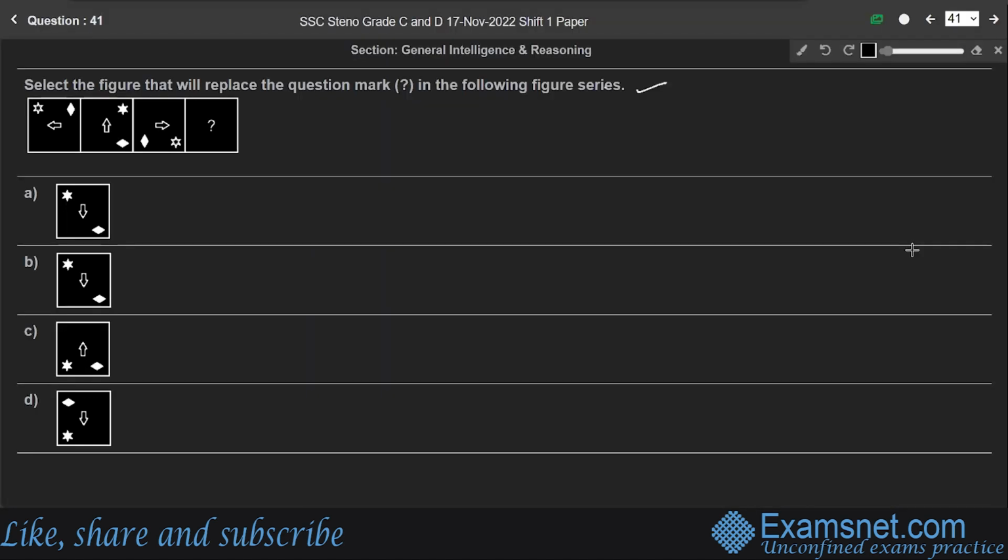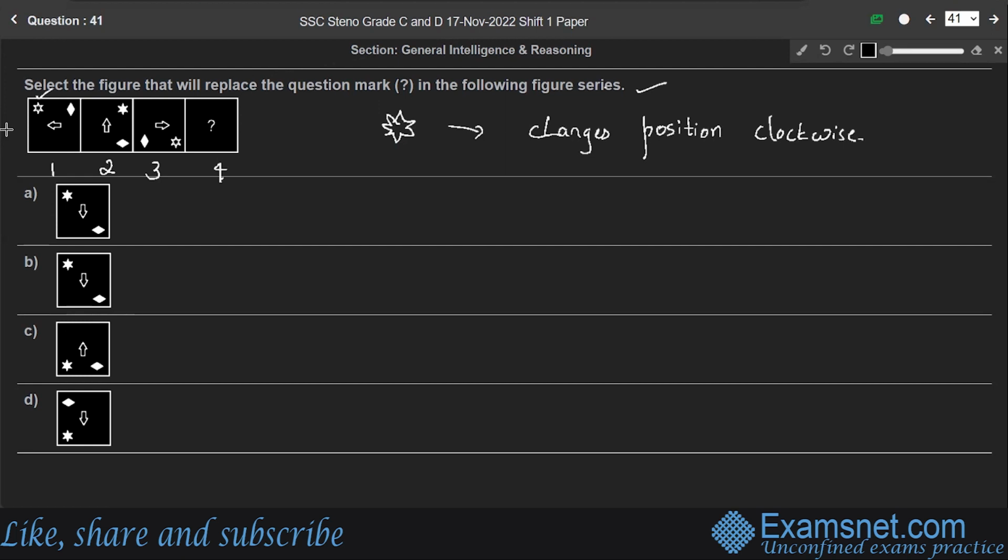Question 41. Select the figure that will replace the question mark in the following figure series. The given series has 3 figures. We need to find the fourth one. We'll consider the first figure, in which we'll consider the star mark. In the second figure, the position of the star mark is changed in the clockwise direction, and also in the third figure. Therefore, the star mark changes its position in clockwise direction.